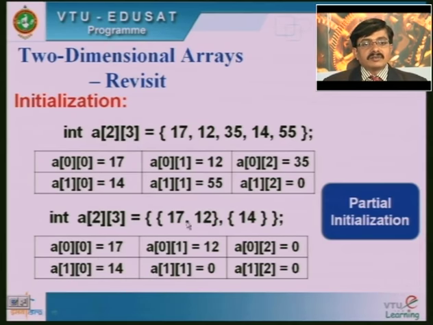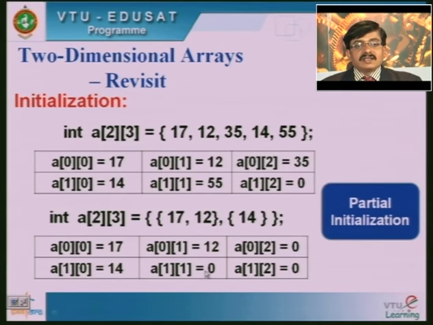Here a of 0 0 will be 17, 0 1 will be 12, and the third element is not mentioned in the initialization, so it will take the value 0. So the 0th row, second column element will be 0. Similarly, in case of the second row, a of 1 0 will be taken as 14. The row subscript is 1 and the column subscript is 0 for the first element of the second row, and the remaining 2 elements are not mentioned here.